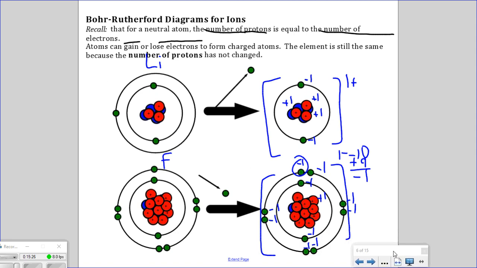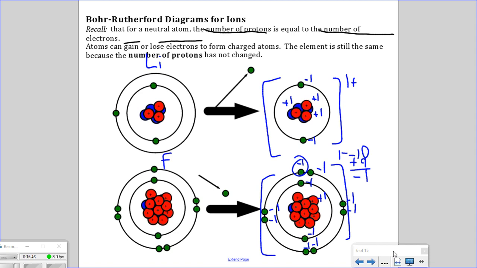We'll have a look at also Bohr Rutherford diagrams for ions. So we've talked about Bohr Rutherford diagrams for neutral atoms, but atoms can gain or lose electrons. And when they gain or lose an electron, they gain a charge and they become an ion.